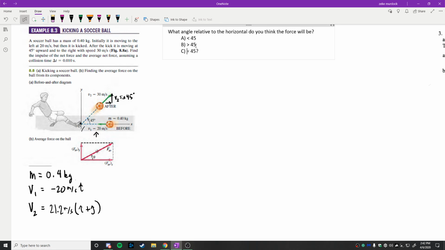Okay, so I was muted, my bad. What angle relative to the horizontal do you think the force will be? You can type in the chat, A, B, or C: less than 45, greater than 45, equal to 45. And then I'm going to get some water real quick. Be right back.